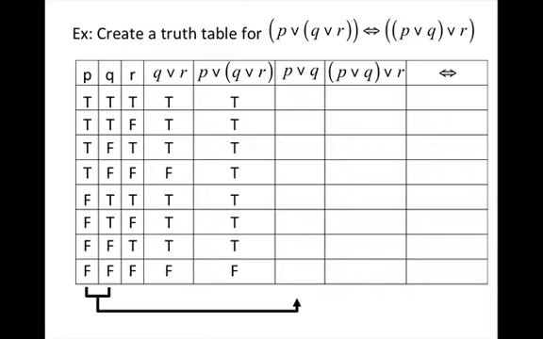Next, I want to compare P or Q. So look at when they're both false, because this is an OR. They're both false in the last 2 rows. So that means P or Q is true everywhere else.